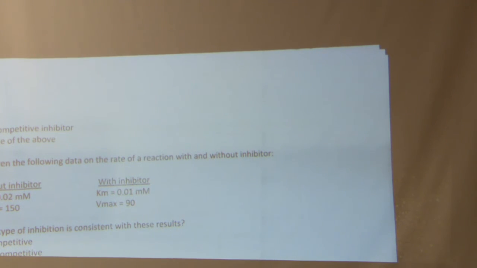And why wouldn't it be uncompetitive inhibitor? So what does an uncompetitive inhibitor do? Awesome. So binding at a different spot, that causes what to happen to the enzyme?